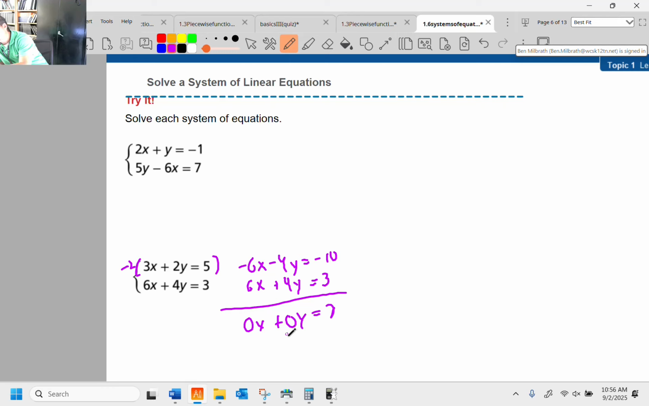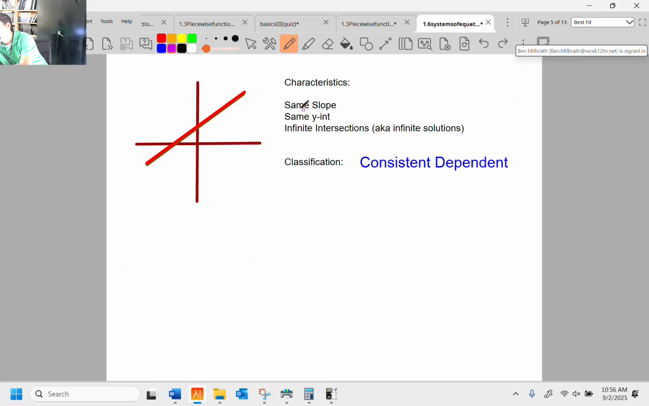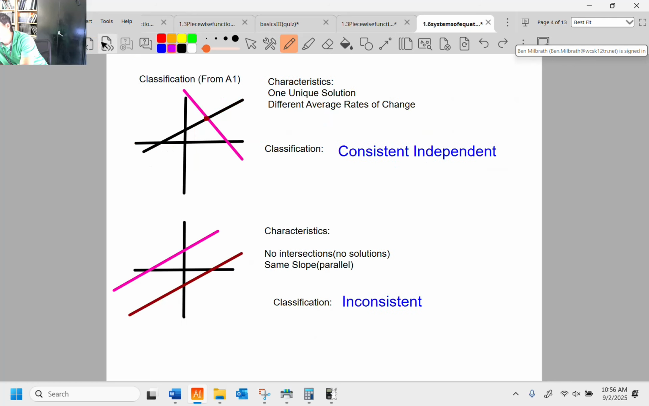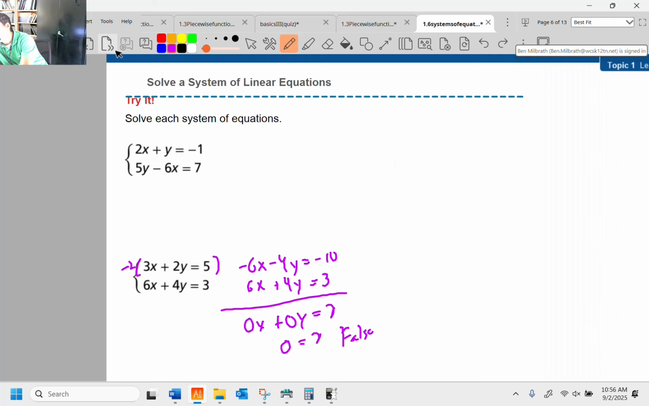If I take no x and no y and add them together, I have a 0. And I get this funny looking thing. It says 0 is 7, which is by definition false. Now pause the video, take a few seconds, look it over, and think about how that might be classified. It has no solutions. You know, when I say that, I'm saying look back. No solutions, right there. That is inconsistent.